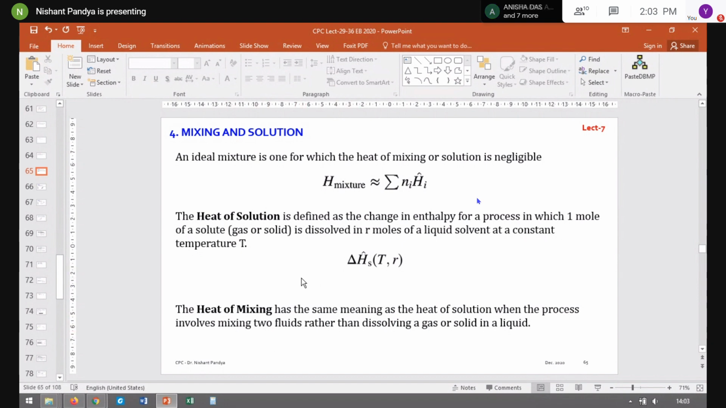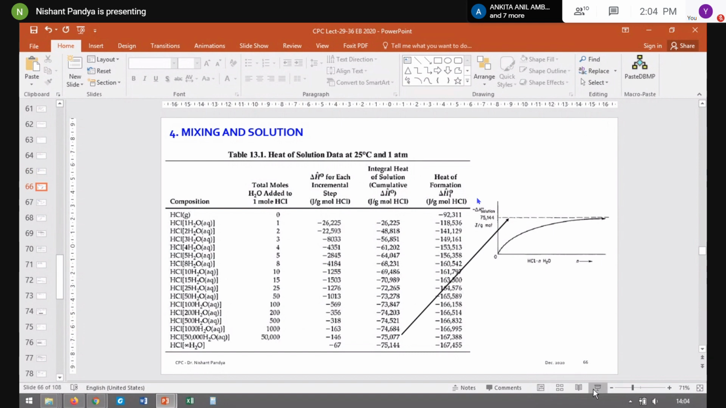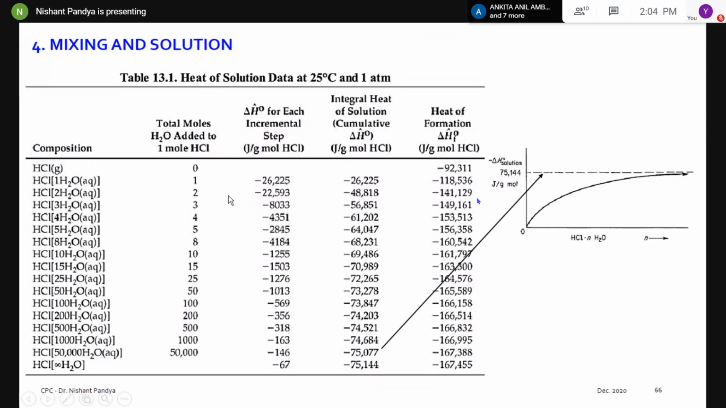So there is one interesting table given here. I put it in the PPT. This is the table given in your textbook: heat of solution data at 25 degrees Celsius, 1 atmosphere for HCl and water. So like this, you will find this kind of data, or some estimation techniques are available where you can estimate heat of solution for different solvents and solutes. So here, for example, if you have HCl gas only, its heat of formation is minus 92,311. It's only HCl, there's nothing else.